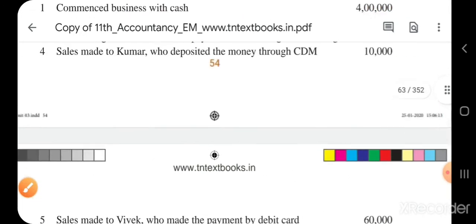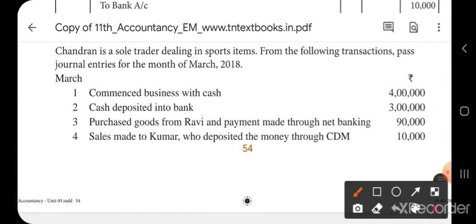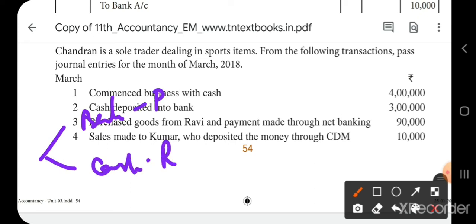Second one, cash deposited into bank. So what are the two accounts involved? Bank and cash. Bank is a personal account, cash is a real account. Now apply the rule for personal account, debit the receiver, credit the giver. Here cash deposited into the bank means bank is receiving the money, so you debit. Now apply the rule for real account, debit what comes in, credit what goes out. Cash deposited into bank means cash is going out of the business, so you credit.